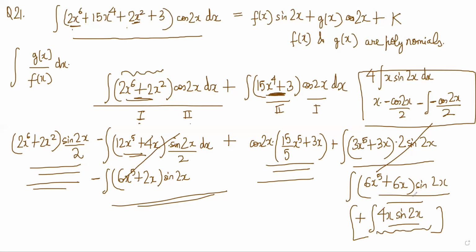And beyond this point, you can easily evaluate the function. So once you do the integration, you will realize that the answer comes out as, I will just write the answer for your reference. Your f of x will come out as x power 6 plus x squared plus 1. And your g of x will come out as 3x power 5 plus x. Now the question was not this. The question was basically integral of g of x by f of x, right?